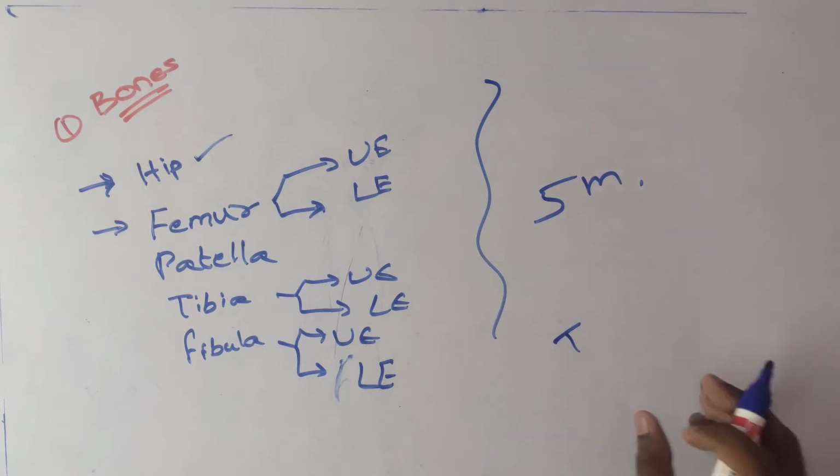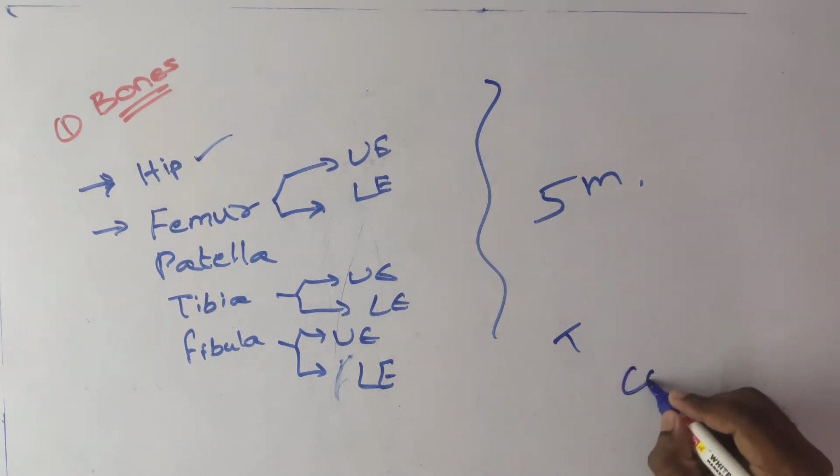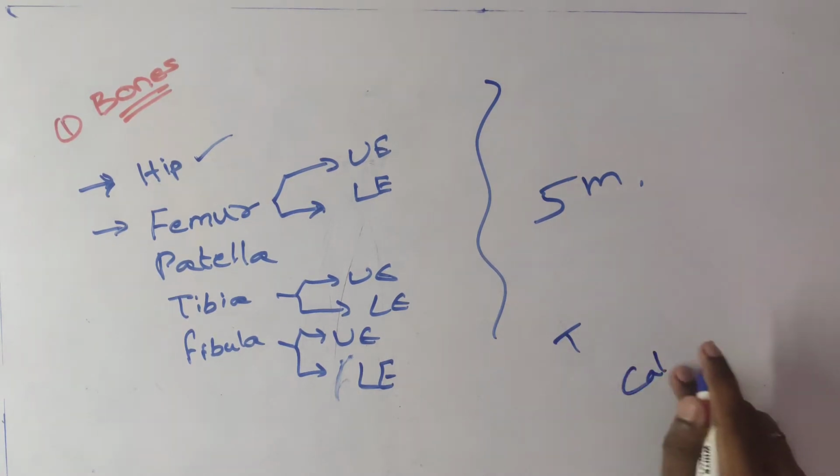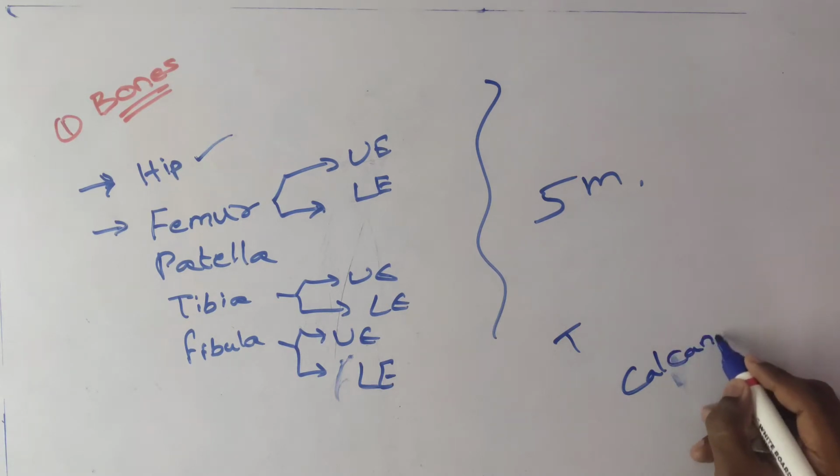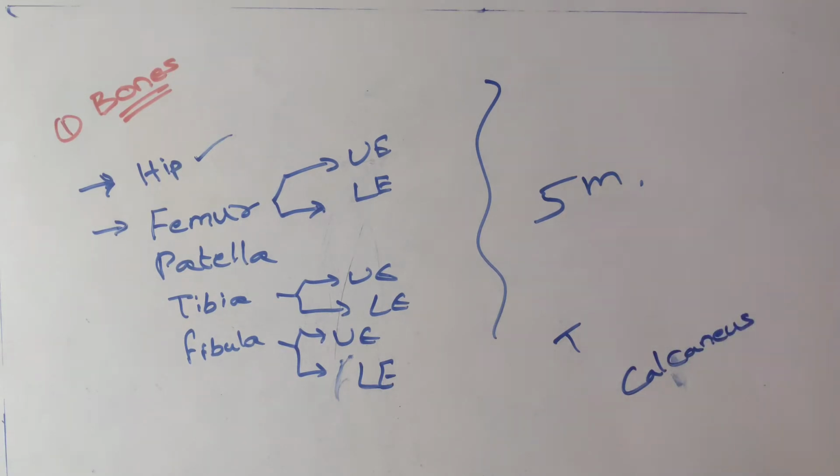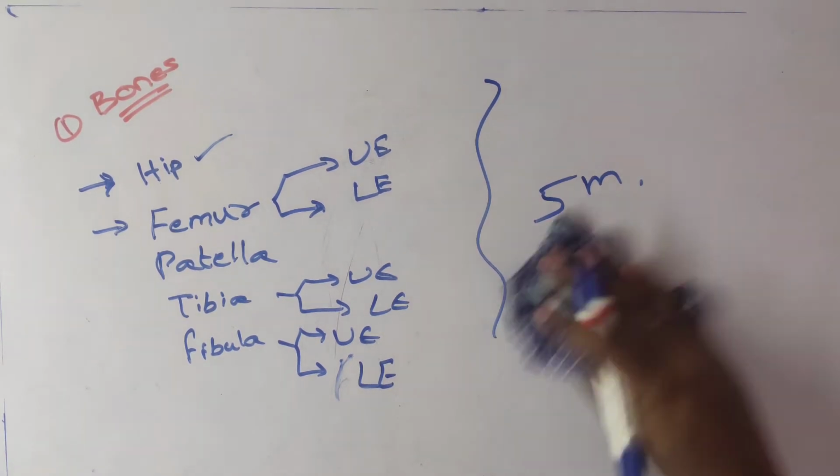Tarsal bones are for 2 marks, and in the tarsal bones, calcaneus, it may be asked for 5 marks as well. Calcaneus or calcaneum, it will be asked for 5 marks as well. These are the important bones that belong to this chapter, bones.